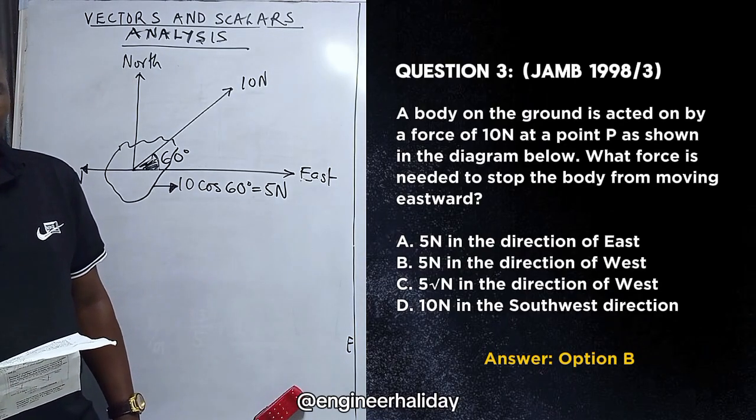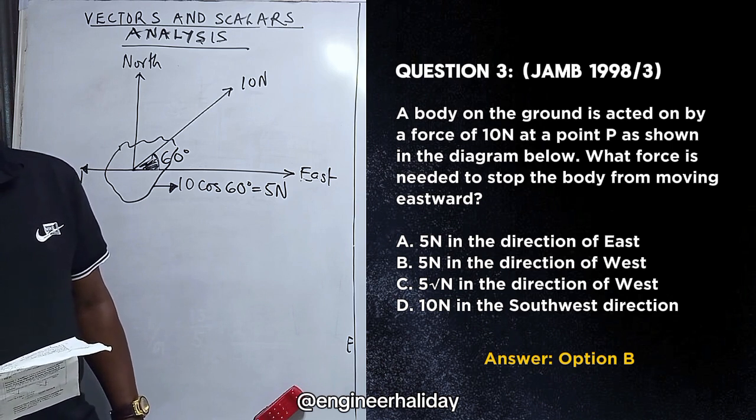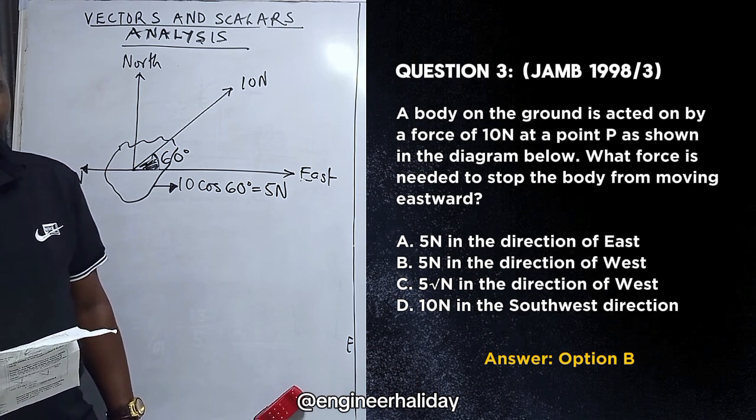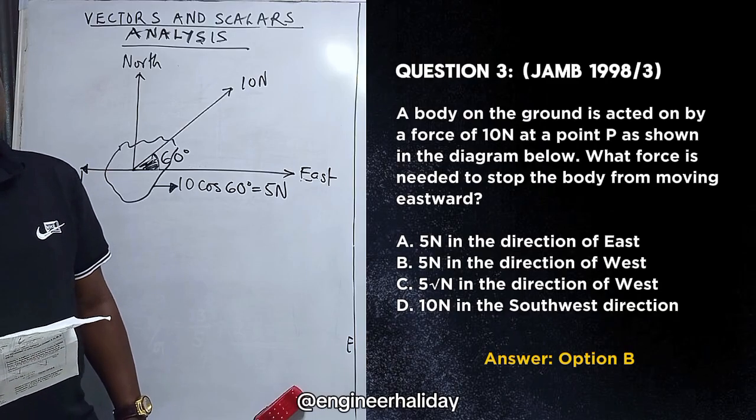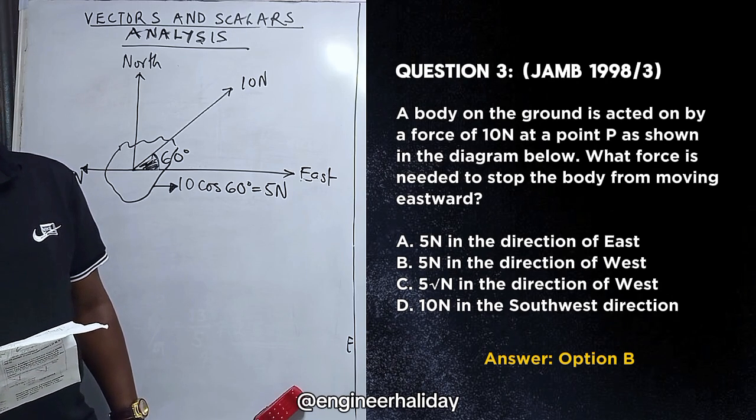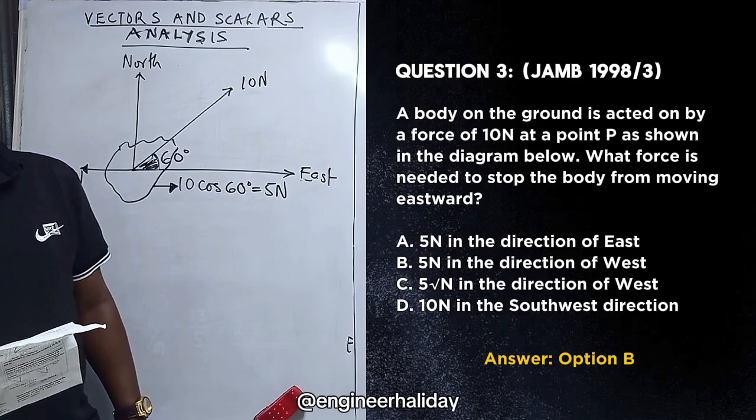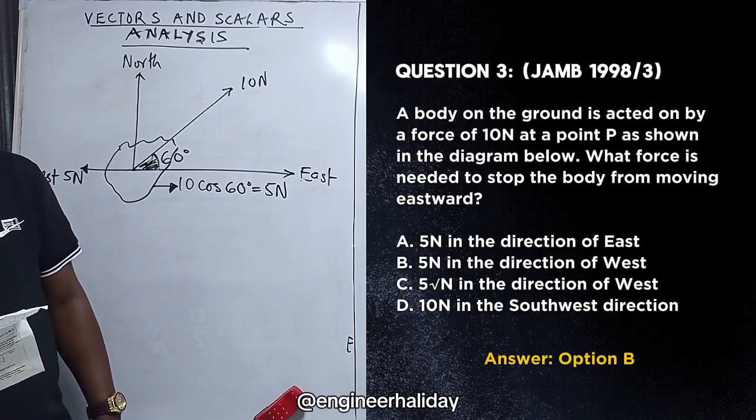This one says root 5 Newton. Okay, that one is a mistake from them. They want to write root 5 Newton in the direction of west. Then D, 10 Newton in the direction of southwest. So the answer should be, it's very clear.